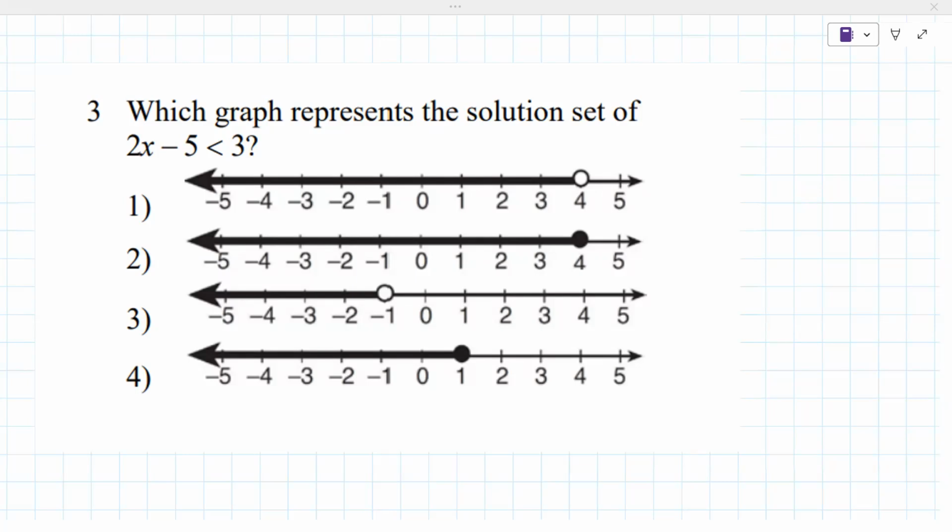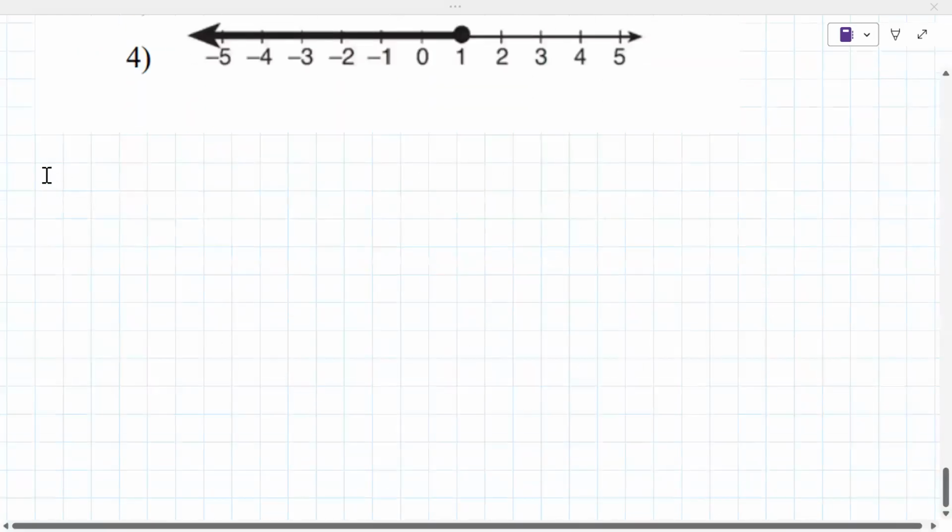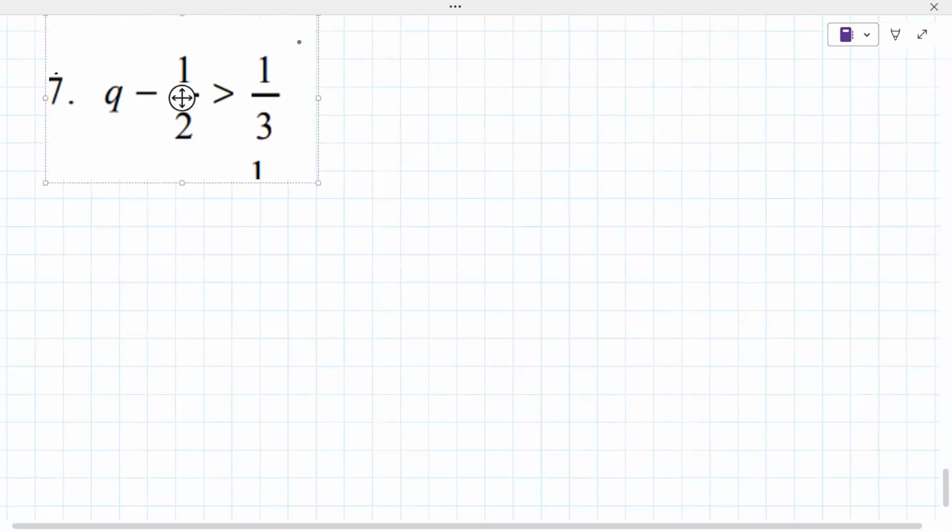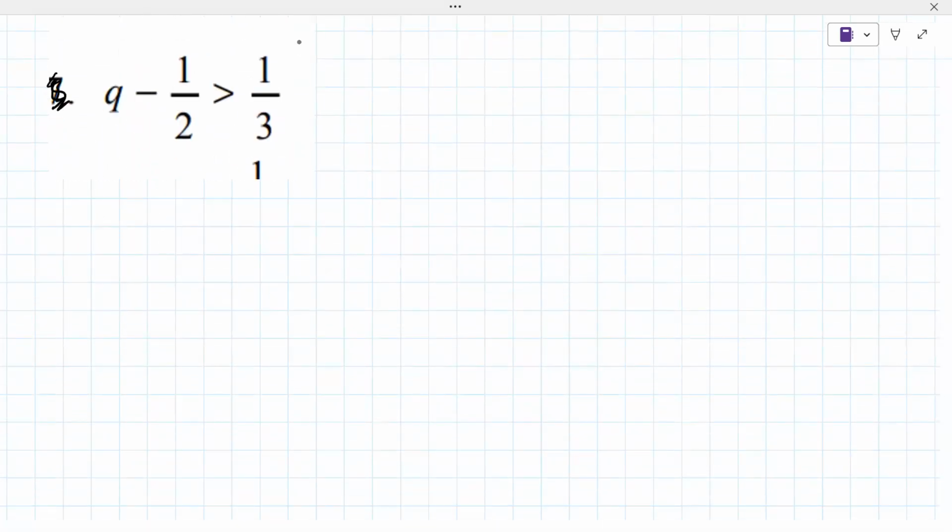All right. Here is another one for you to look at. I'm gonna ask you to solve this. See if you remember how to solve something like this. The 7 is just the problem numbers. You can ignore that, and you can ignore that too.